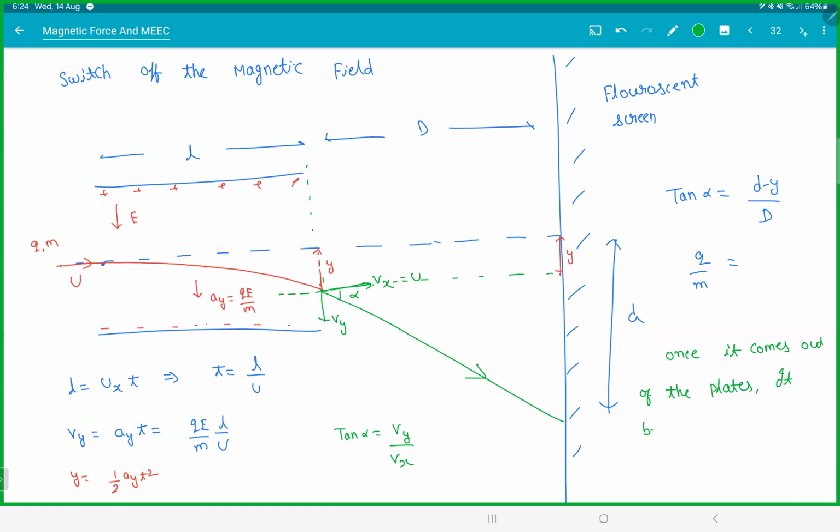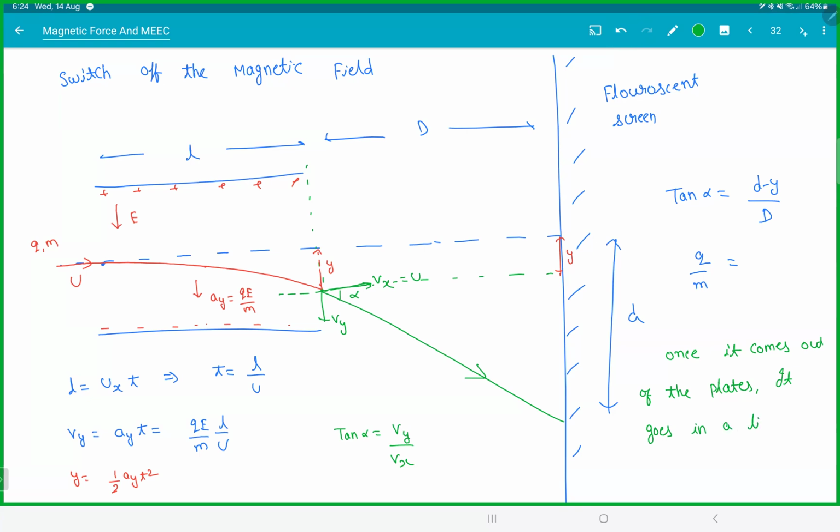This will be useful to find the isotopes. Let's say if you take two isotopes, like sodium Na24 and Na23, because the mass is slightly different, they'll have slightly different deflections. There's a small difference in distance. Since both have the same charge, and mass is slightly different, from that deflection, you can find the mass of the isotopes.